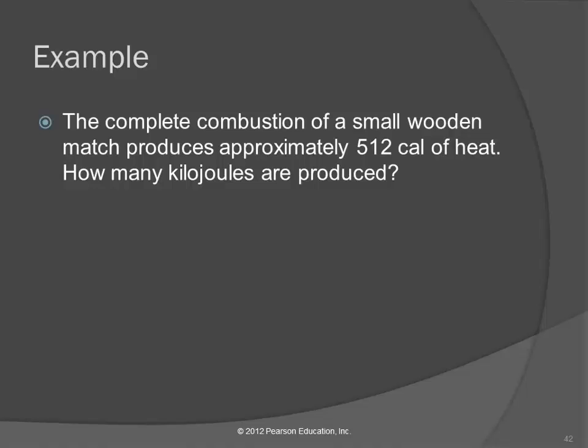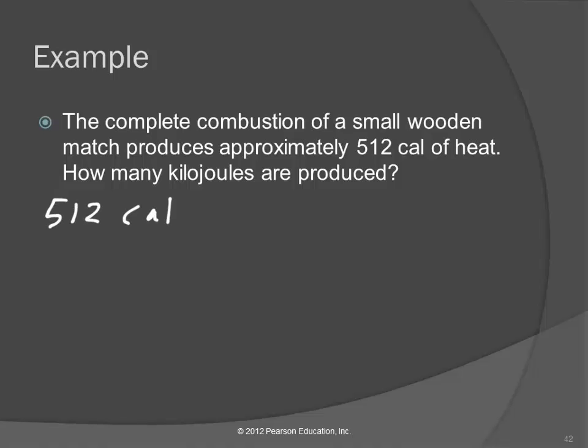Okay, so here's an example of a unit conversion with energy units. We're going to use the same dimensional analysis technique. We've just got some new units that we've thrown in here. So the complete combustion of a small wooden match produces approximately 512 calories of heat. How many kilojoules are produced? So again, we're going to figure out where we're starting, where we're going, how we're going to get there. This problem is fairly simple. It just gives us one number. So that number is probably going to be important.